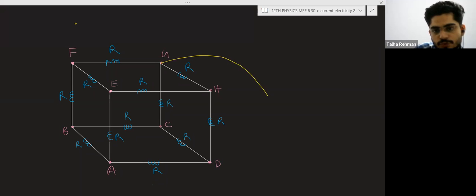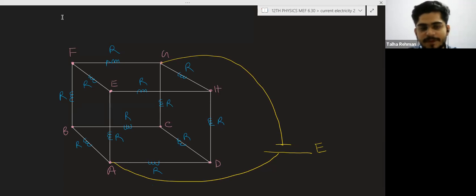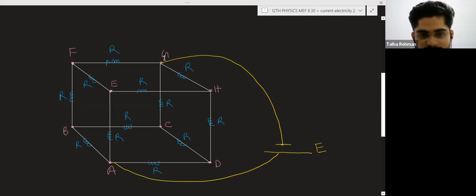So what you will do, you will just connect a battery like this. This is the battery, and suppose this is the EMF of the cell. You want to calculate the equivalent resistance between this point G and this point A, and you have just connected a battery or cell between these points with the help of this wire.